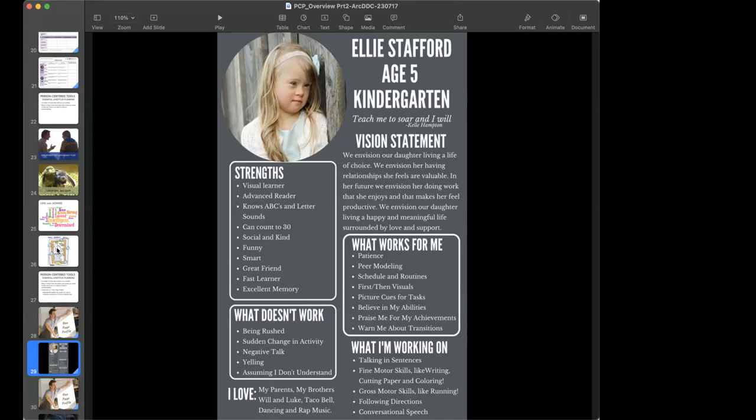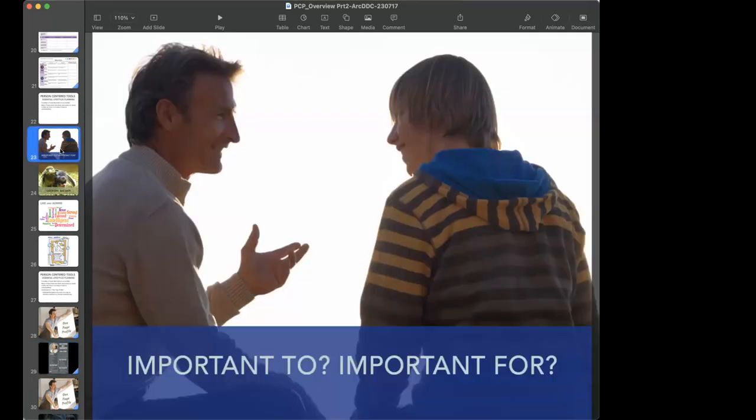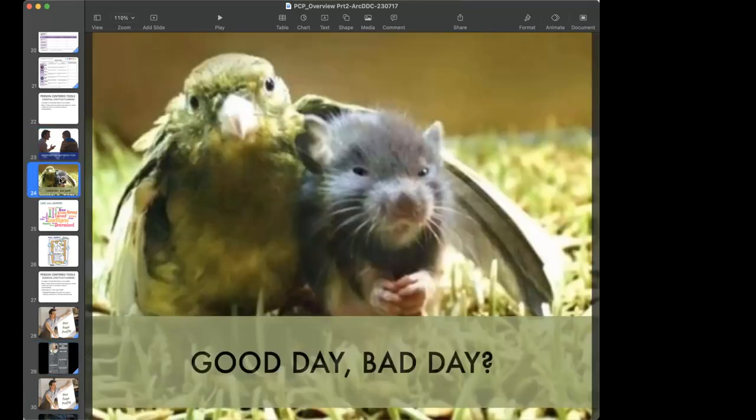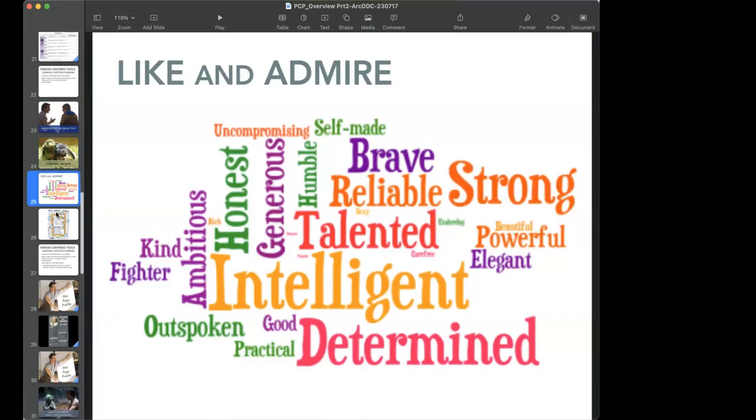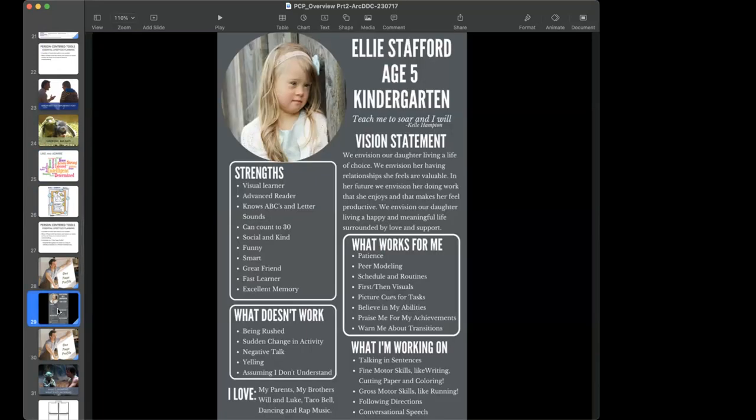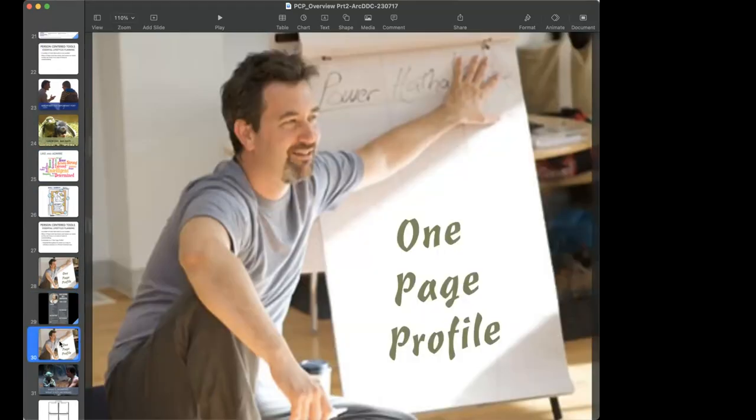So what are the goals that happen, but also who she loves and who's important to her, right? And I think that this idea of telling what she really loves or appreciates in her life, right? Her parents, her brothers, Taco Bell, dancing, and rap music. I think all of us can imagine who Ellie is, and it really came out of utilizing some of these other tools, important to, important for, what would make a good day or a bad day, what do people like and admire about me, culminated in this one-page profile.